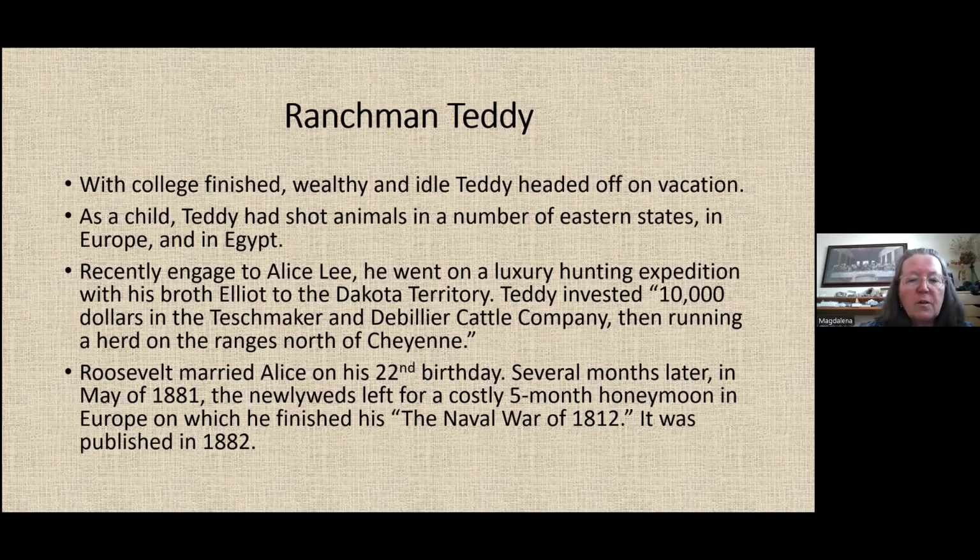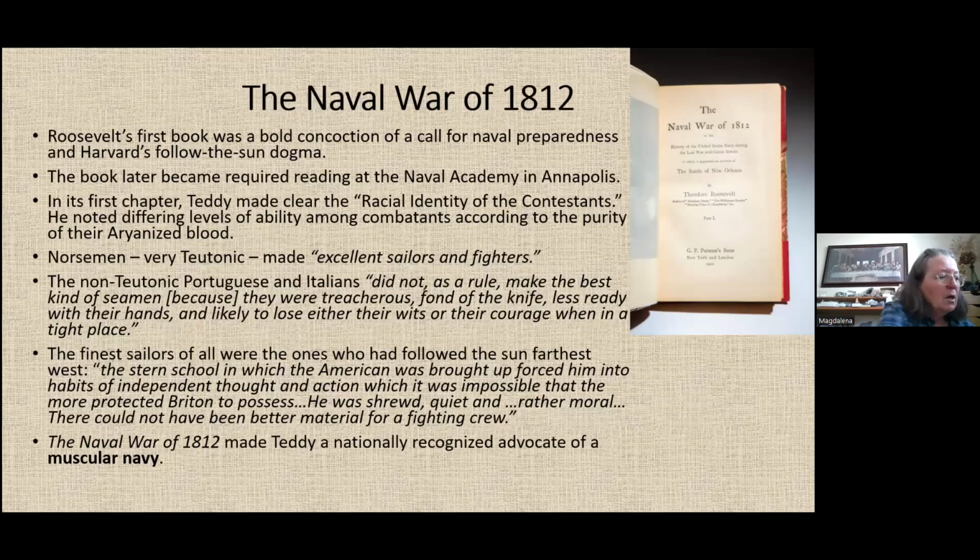Roosevelt married Alice on his 22nd birthday, and several months later, in May of 1881, the newlyweds left for a costly five-month honeymoon in Europe, on which he finished his Naval War of 1812. On his honeymoon, he finished the book. It was published in 1882. So Roosevelt's first book, he wrote many books.